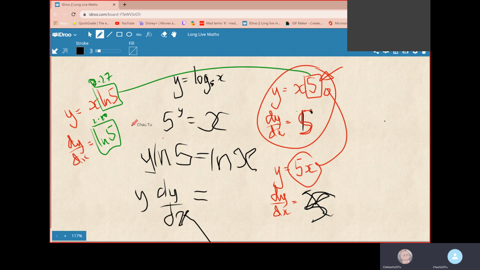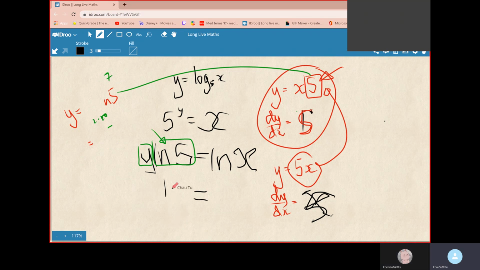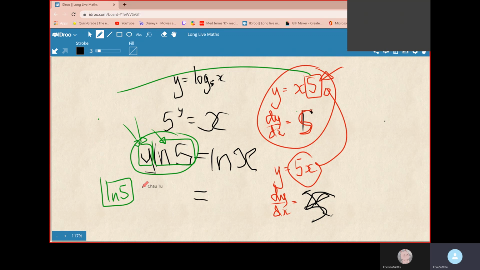Going back to here, Chelsea, you've got one block times another block. When you differentiate this, it should be natural log of 5, because this is just a number. Then you've got to stick dy by dx after that, because y is a function of x. It just becomes the natural log of 5 as one block, but because y is a function of x, I need to stick dy by dx in there.